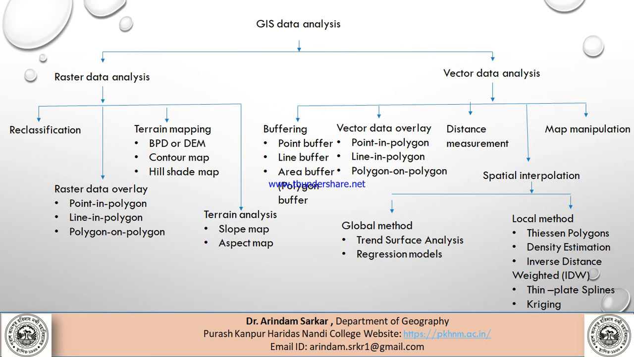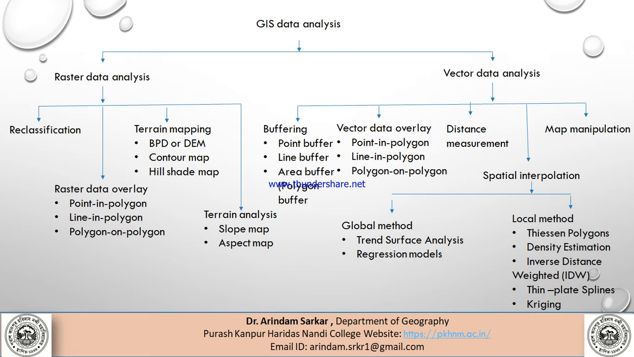Now I am going through the vector data analysis. Vector data analysis is also classified into types, that is buffering. Second one is vector data overlay, third one is direct distance measurement, and fourth one is spatial interpolation, and the last one is map manipulation. Now, buffering can be divided into three types.